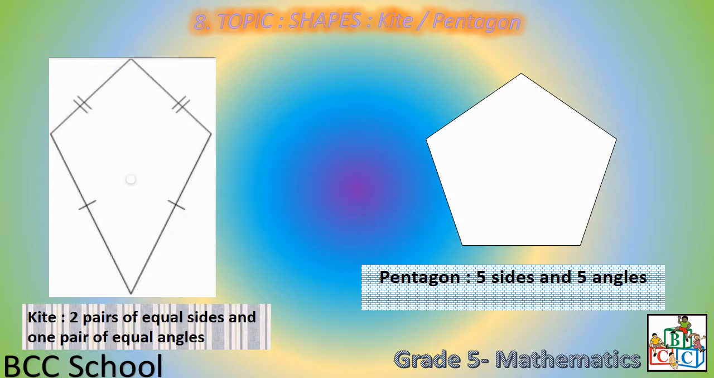Topic 8. Shapes. Kite and pentagon. The first picture is a kite. 2 pairs of equal sides and 1 pair of equal angles. The second shape is a pentagon. 5 sides and 5 angles.